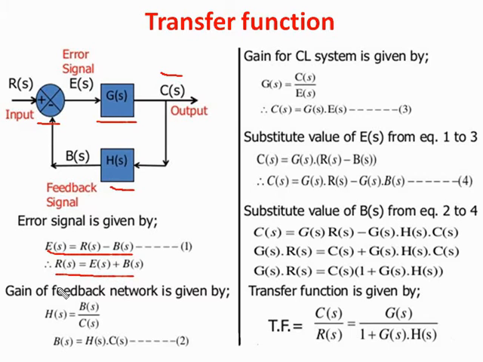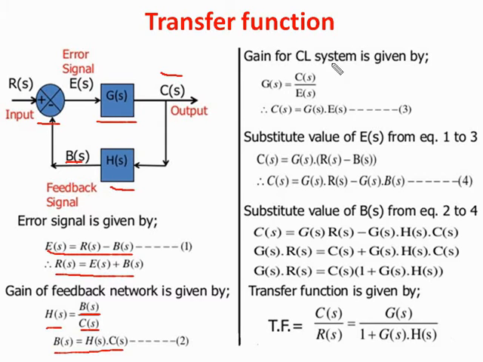The gain of the feedback network is given by H(s). So H(s) equals output over input. For H(s), the output is B(s) and the input is C(s). The transfer function H(s) is defined as B(s) by C(s). So B(s) equals H(s) into C(s). So this is equation 1 and this is equation 2.